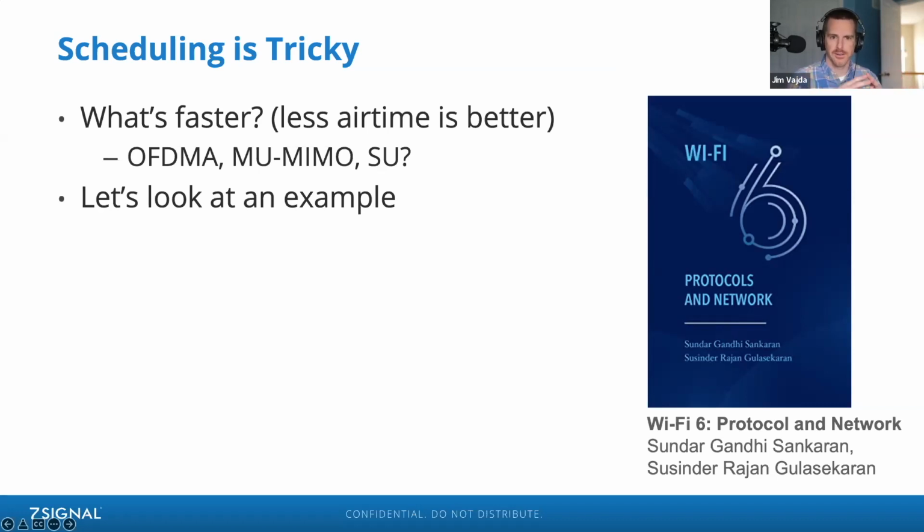It needs to clear. And they're all AX, right? And they're all 2 spatial streams. They have a good connection, good SNR. And then the AP is using a 20 megahertz channel width. So what should the AP do? What's going to use the least amount of airtime? Is it OFDMA? Is it multi-user MIMO? Or is it just unscheduled single user transmissions?